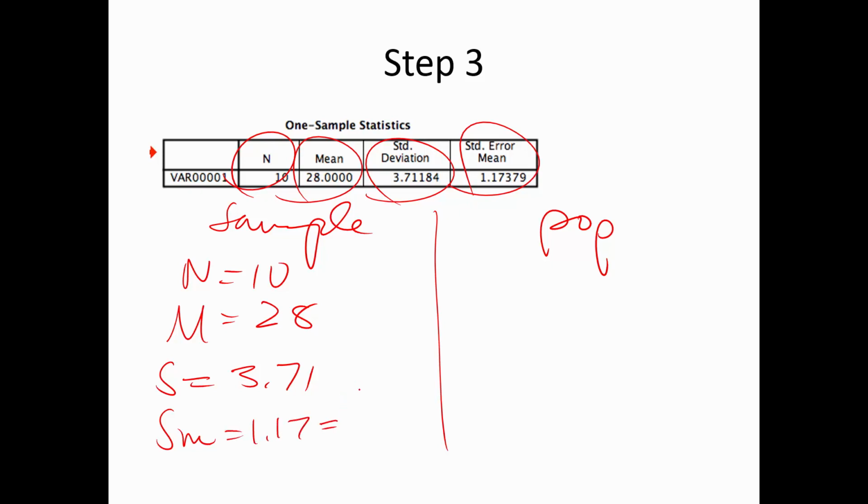Note that they got this number by taking 3.71, or S, over the square root of N. So it's the same formula as a z-test for standard error. It's just that now we're doing S over the square root of N instead of sigma. For the population, the only thing we have is mu, and that was 30 minutes from the example. So these are all the numbers we're going to work with.